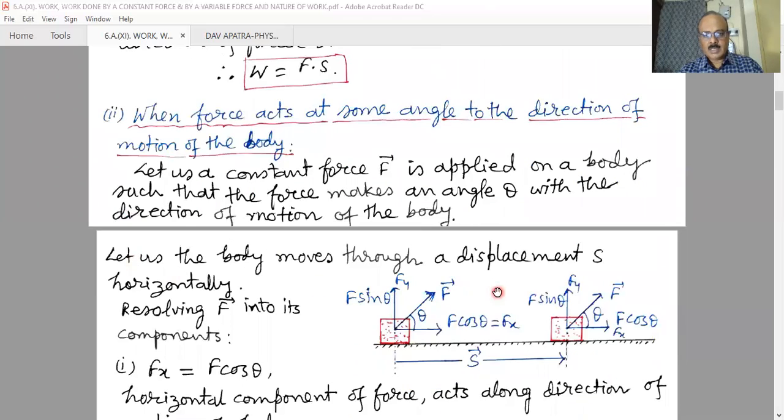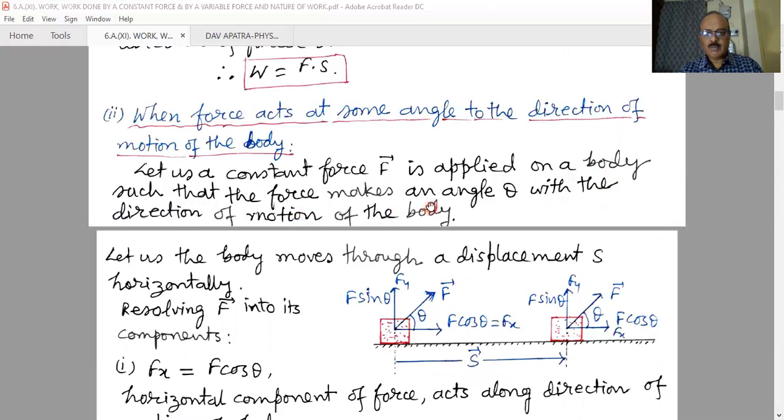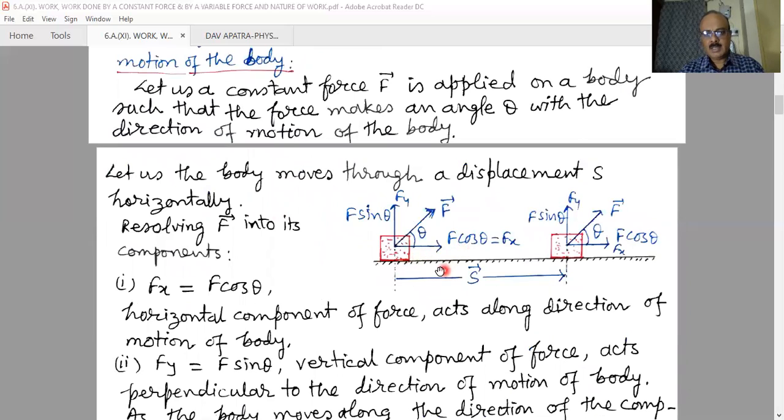Now let us suppose another example. Let us say constant force F is applied on a body such that the force makes an angle theta with the direction of motion of the body. That means here the direction of motion is left to right, and it is the direction of the displacement also. And F is applied here, and there is an angle between the displacement and the applied force.